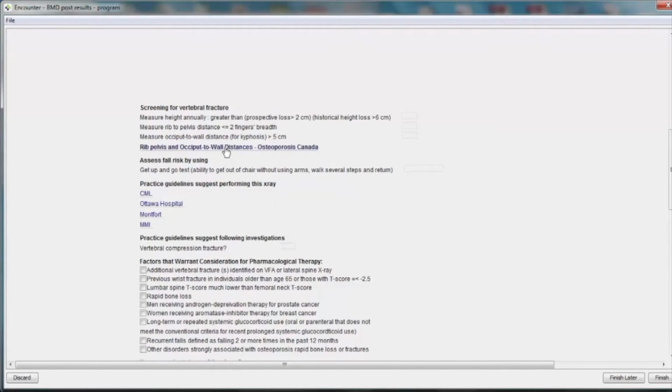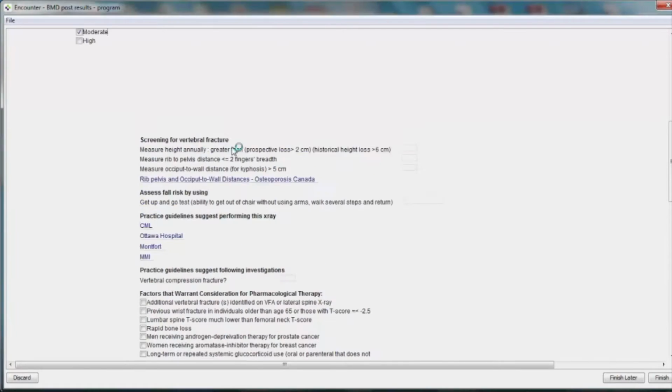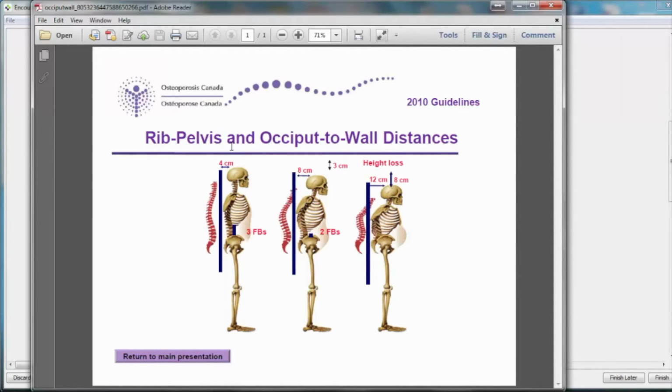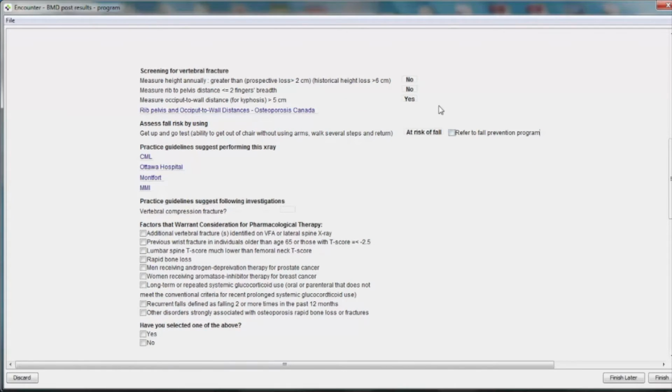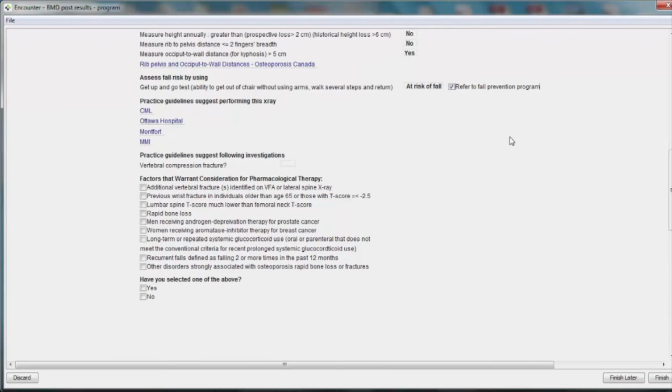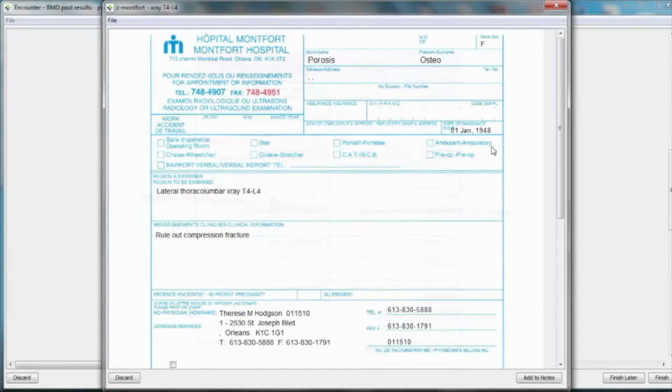examine our patients to assess for physical evidence of osteoporosis, such as this. And then we assess for risk of falls, whether successful or at risk. If your patient is deemed to be at risk of falls, you can actually refer to the fall prevention program with an automated message to your staff. The practice guideline suggests that you should perform a lateral thoracolumbar x-ray.